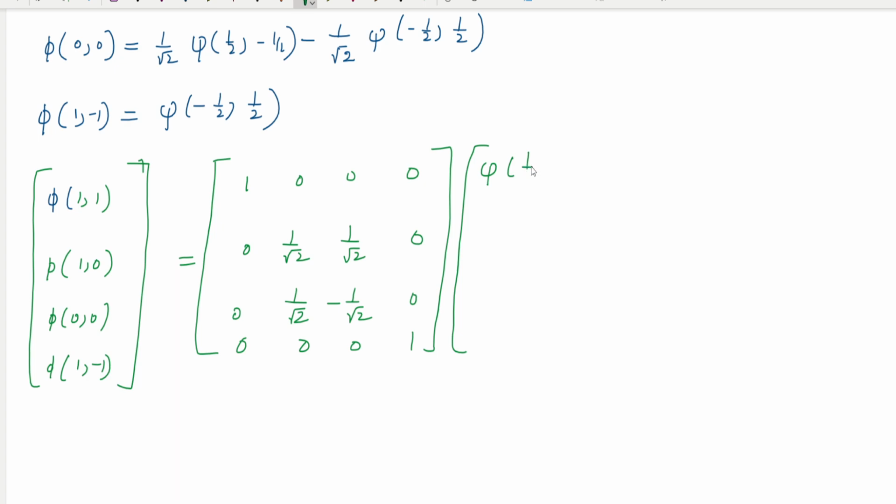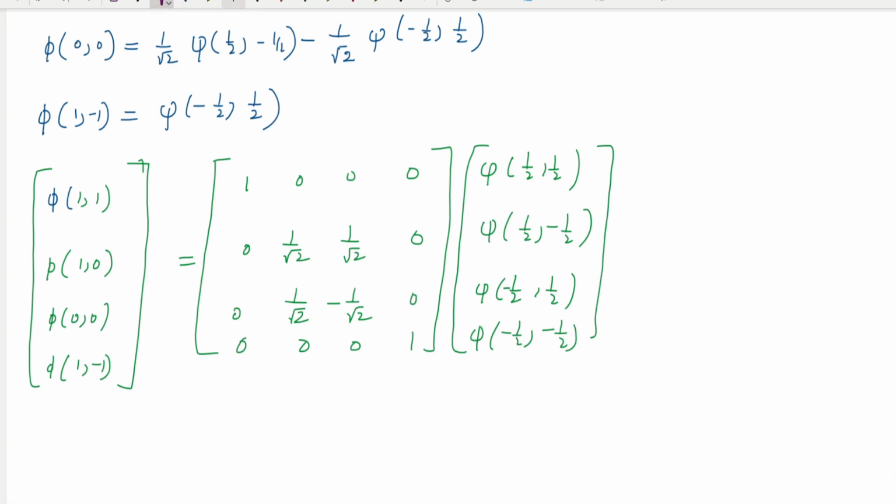0, 0, 0, 1, multiplying the wave functions psi 1/2, 1/2; psi 1/2, -1/2; psi -1/2, 1/2; and psi -1/2, -1/2. So here these functions, bracket functions, are there, right? These are the CG coefficients. So next class I'm going to discuss j1 equal to 1 and j2 equal to 1 divided by 2 and the corresponding CG coefficients.